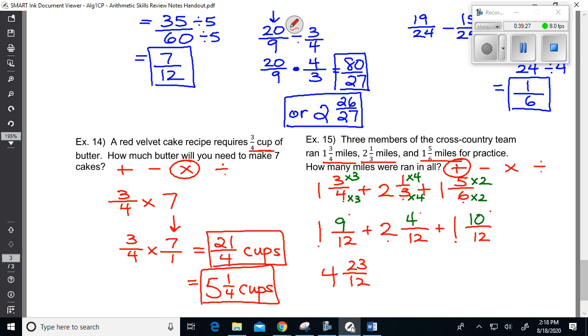Since this 4 is sitting here, we have to change 23 over 12. In this case, we don't have a choice. So leave the 4. 12 goes into 23 one time. So that's 1 and 11/12. So your answer is 5 and 11/12. And that's miles.